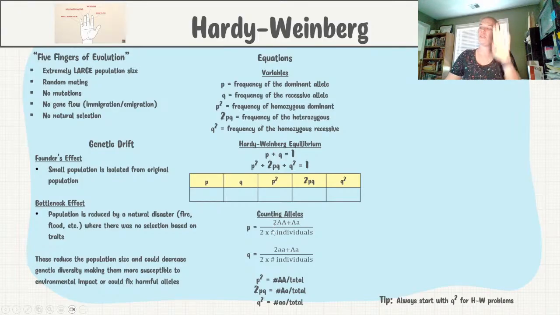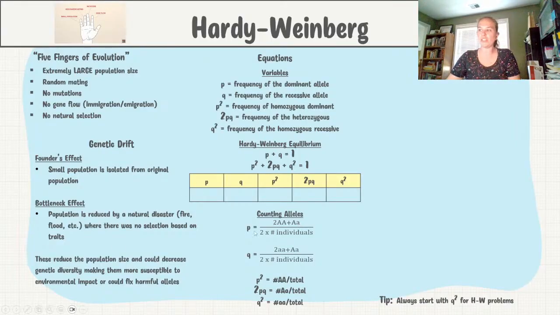And so 2 times my ones that are homozygous dominant, so 2 times AA, plus the ones that are heterozygous, capital A, little a, because I'm counting how many of them are that dominant allele. There are 2 dominant alleles in a homozygous dominant, and 1 dominant allele in my heterozygous. So I take 2 times my homozygous dominant plus my heterozygous. That counts out how many are dominant. Divide by 2 times my individuals because each individual has 2 alleles. And that will tell me the frequency of my P.